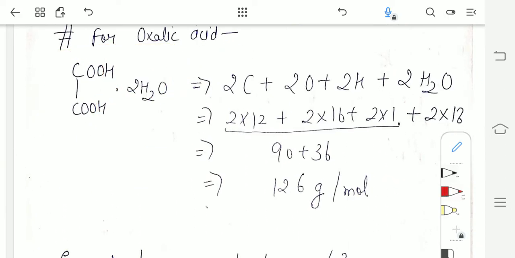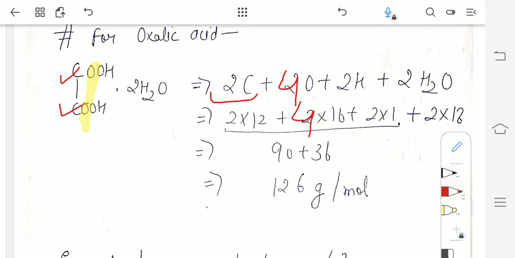If we see its structure, it is having 2 carbons, so I have written 2 carbon plus, it is having 4 oxygens. I'm sorry, here I have written the calculation a bit wrong. It is actually 4 oxygens and it is 4 into 16.